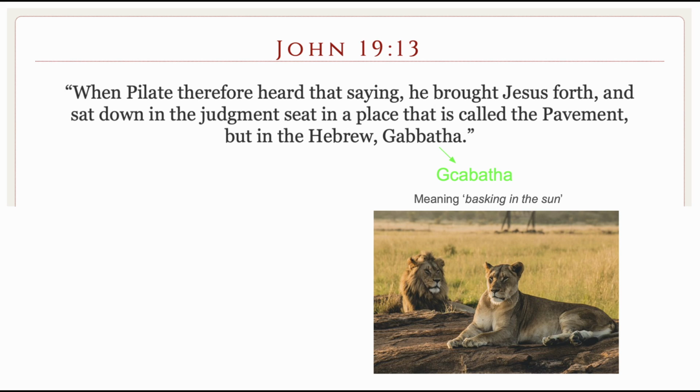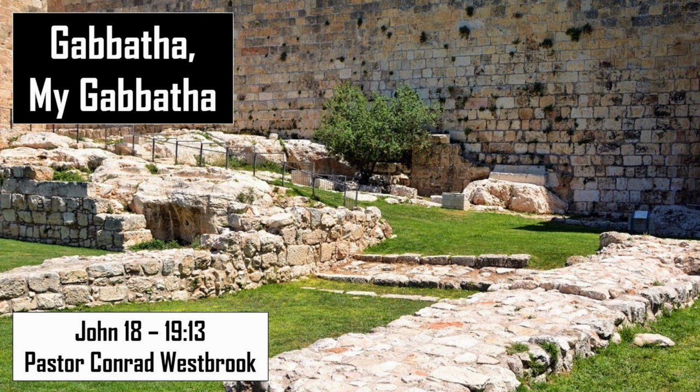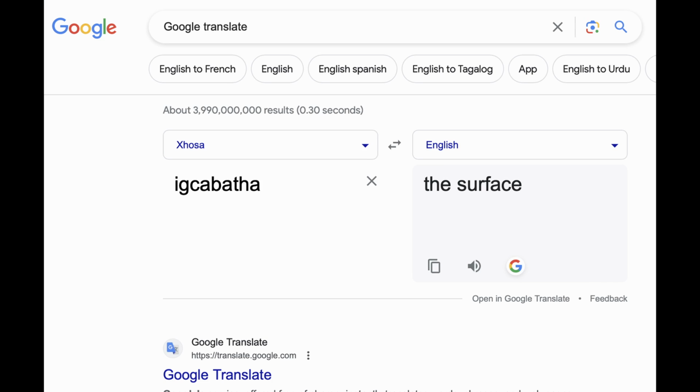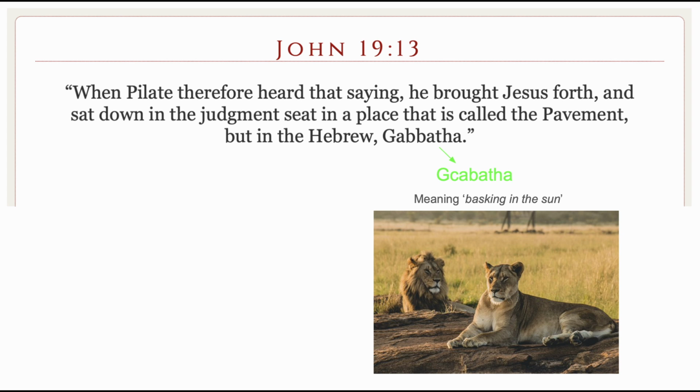So that visual representation was trying to say, it's called pavement in English, but then it's called Gabata. As you can see, it's a visual representation of some place that you're basking in the sun in, right? It's like a Gabata. Now, in Google Translate, they have it as the surface. They're trying to be close enough, but it's actually a place where you're basking in the sun. Gabata. English calls it pavement.